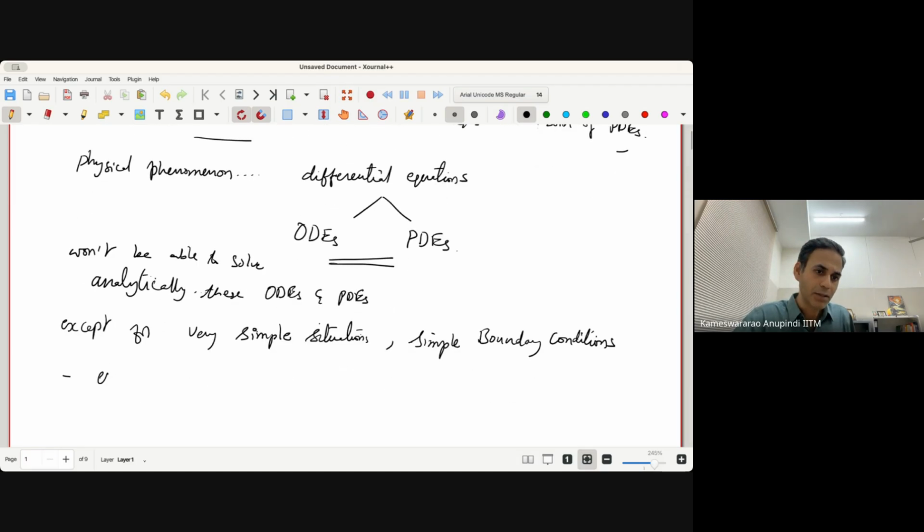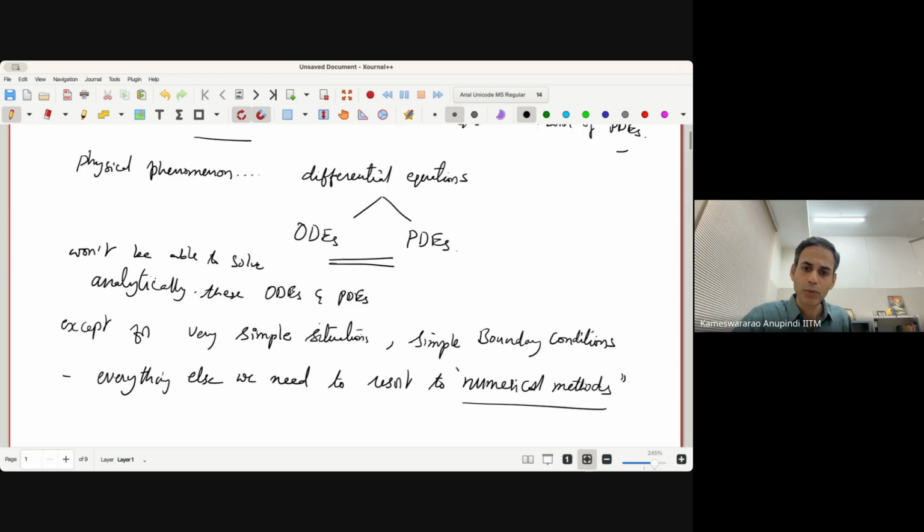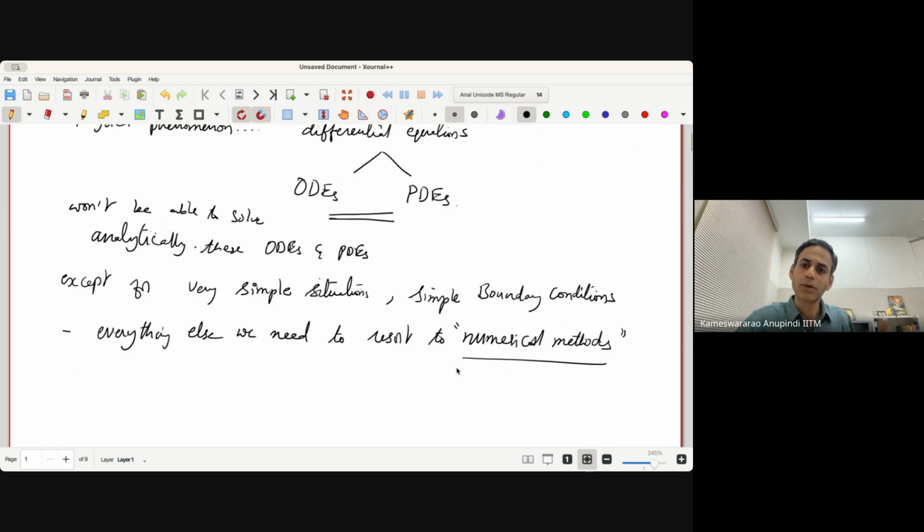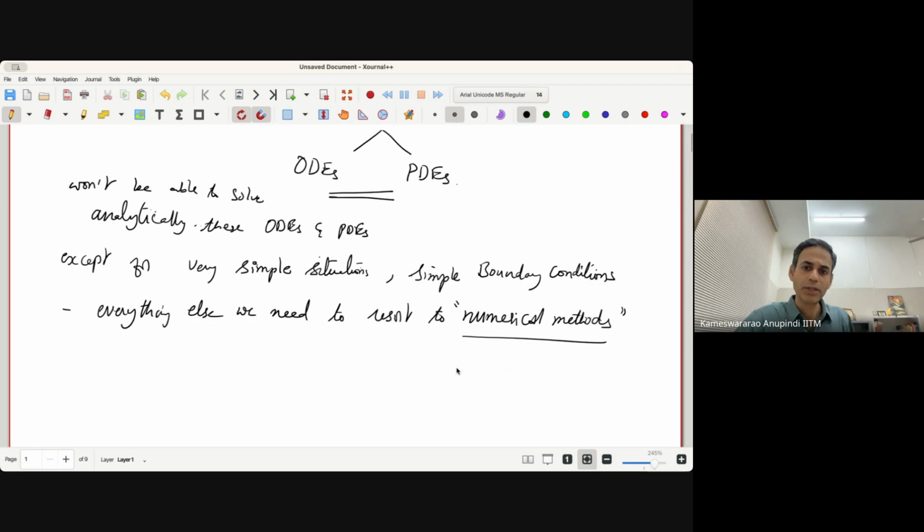For everything else, we need to resort to numerical methods. That means we can only solve them numerically. I think that explains why we have so many simulation software around, like ANSYS or OpenFOAM or any of the structural solvers, Abaqus, and so on, because these are all solving your governing partial differential equations and ODEs using some numerical methods, right? You're only getting a numerical solution, not an analytical solution.